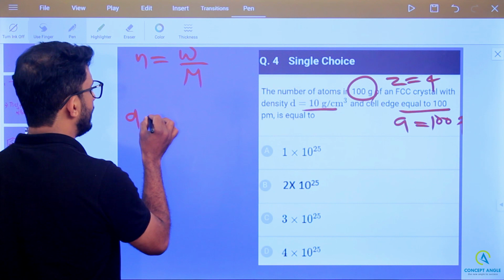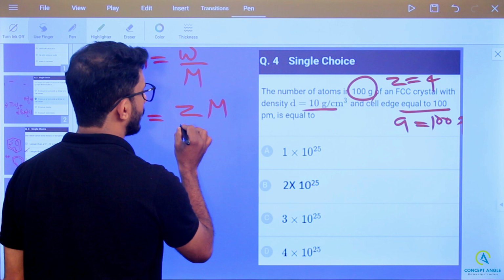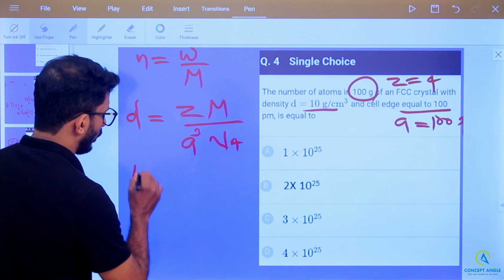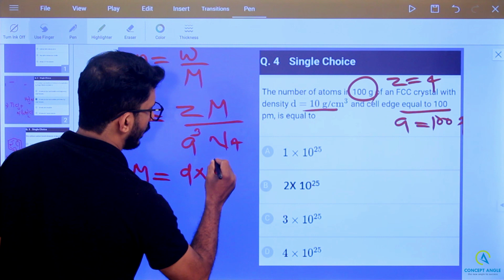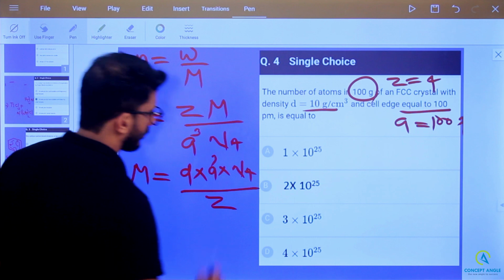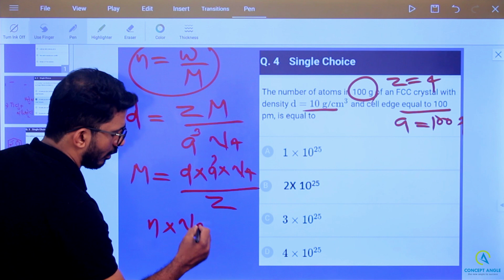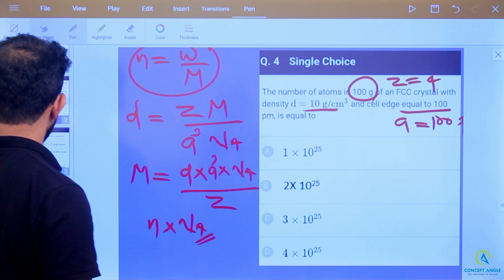Because density d is equal to the number of particles z into molar mass m divided by a cube into Avogadro number, as it is cubic and the volume of the unit cell is a cube. So we'll get the molar mass, m is equal to density d into a cube into Na divided by z. When you get the molar mass, you can calculate the number of moles. When you get the number of moles, that into Avogadro number gives the number of atoms in an FCC crystal.